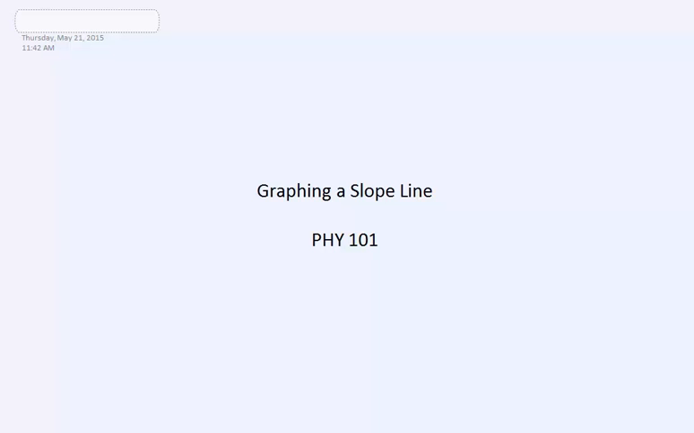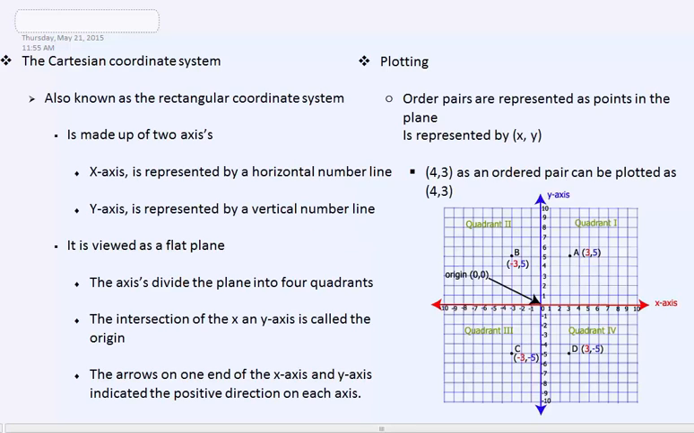In today's video, we'll look at how to graph and solve for a slope line. When we find and draw the slope of a line, we typically use the Cartesian coordinate system, also known as the rectangular coordinate system. This system is made up of two axes. The x-axis is represented by the horizontal number line, and the y-axis is represented by a vertical number line. It's viewed as a flat plane, and the axes are divided into four quadrants.